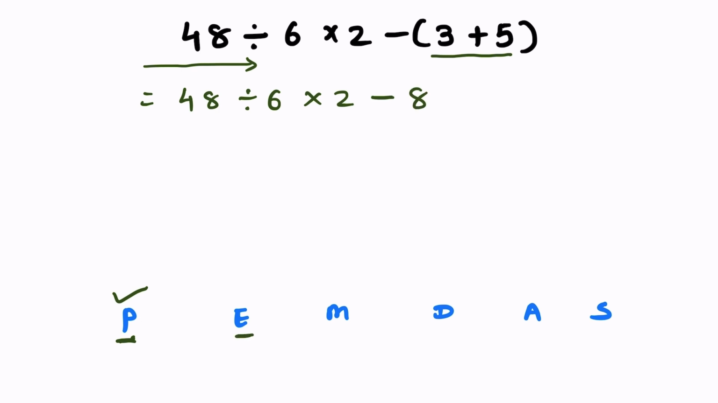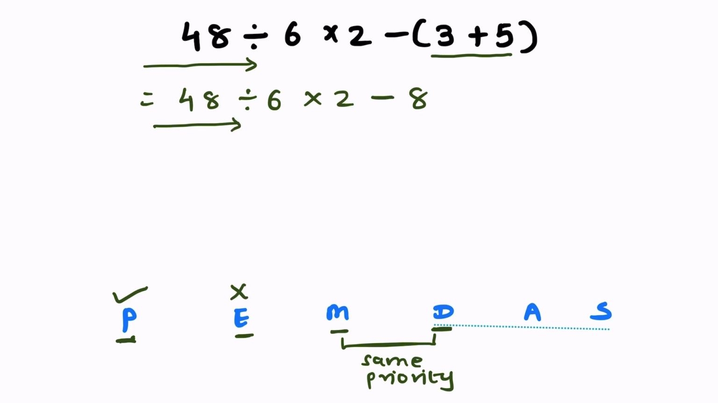Now we will check for exponent. We don't have any exponents here. We will check for multiplication and division. So yes, we have multiplication and division both, and multiplication and division both have the same priority. But starting from left to right, whichever comes first, we will solve that first. So here we have division first, so we will solve this first.